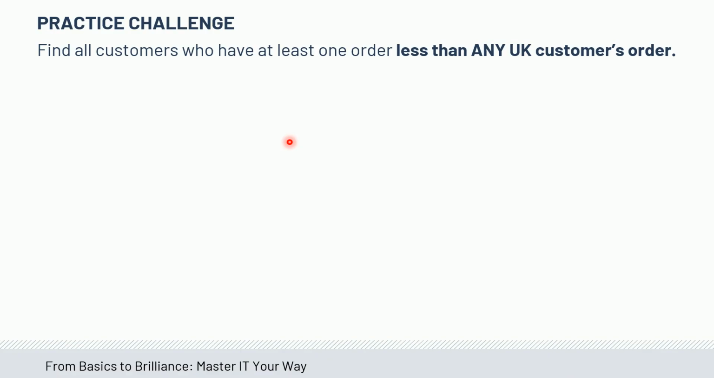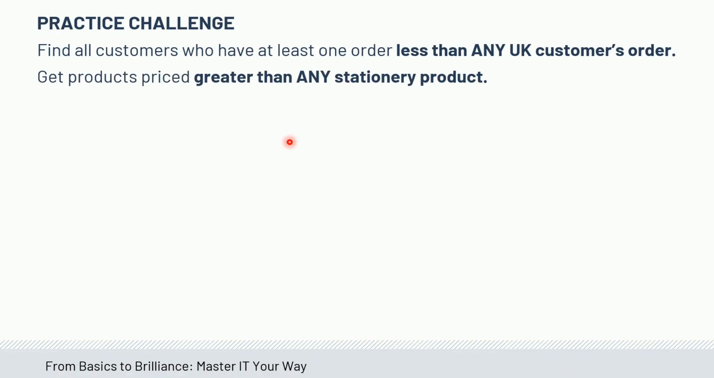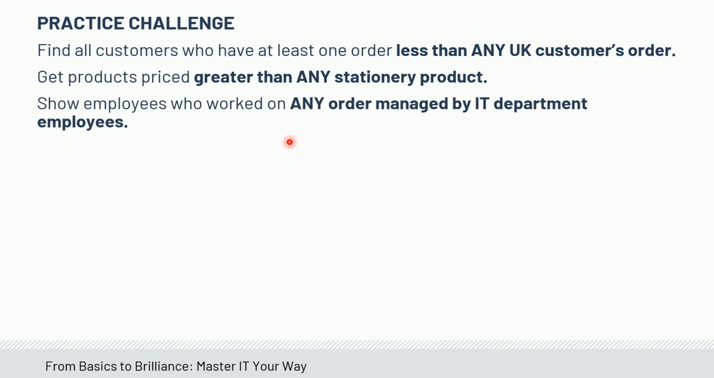So there's a practice challenge for you. Find all customers who have at least one order less than any UK customer's order. Then get products priced greater than any stationery product. Then also show employees who worked on any order managed by IT department employees.